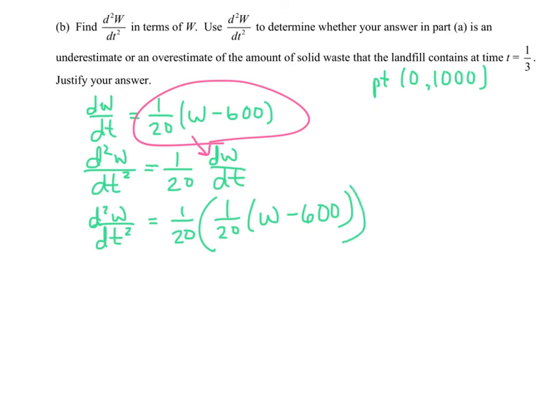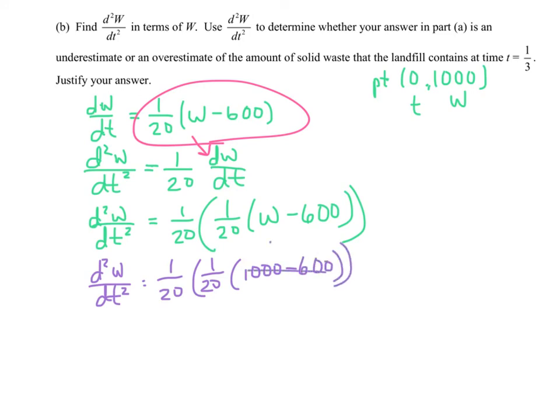Now I'm ready to plug in the point that I know. Remember this is my t and this is my w. So I'm plugging 1,000 in for w. The second derivative is equal to 1/20 of 1/20 of 1,000 minus 600. Obviously this is 400. A 20th of 400 we said was 20. And 1/20 of 20 is simply equal to 1, which is clearly a positive number.